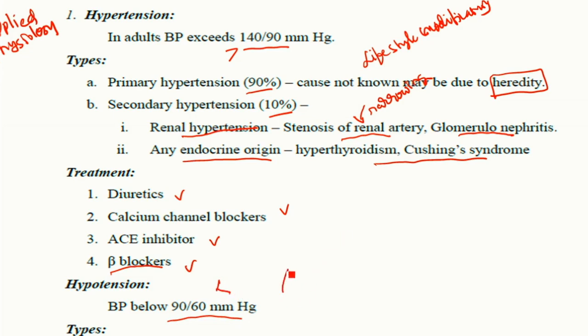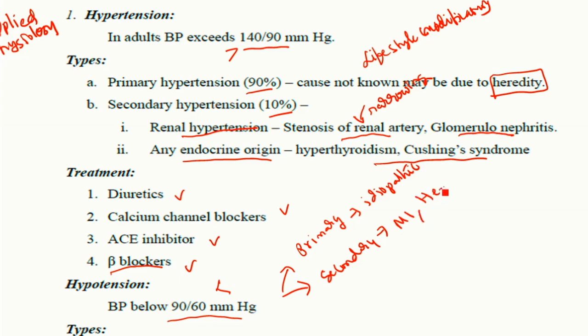Hypotension means below 90 over 60 mm of Hg. Primary is there, secondary is there. Primary is idiopathic, where the cause is not known. Secondary hypotension is due to hemorrhage, myocardial infarction, heart failure, or hypothyroidism. These are the causes of secondary hypotension. They just lie down on the floor if they suffer from secondary hypotension.